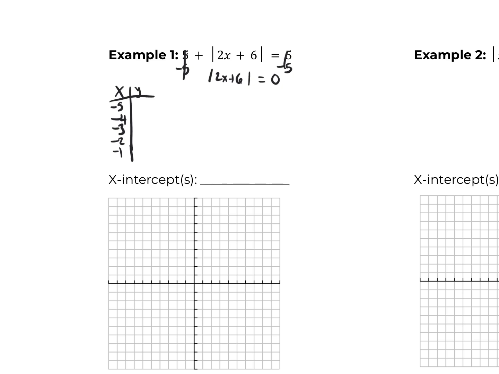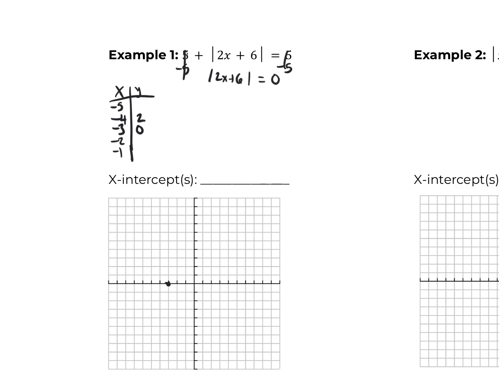The absolute value of 2x plus 6 equals 0. So 2x plus 6, absolute value of that. If x was, we'll start with the vertex, negative 3. So 2 times negative 3 is negative 6. Negative 6 plus 6 is 0. Absolute value of 0 is 0. So I have a point at negative 3, 0. Then negative 4: 2 times negative 4 is negative 8. Negative 8 plus 6 is negative 2. And the absolute value of negative 2 is 2.